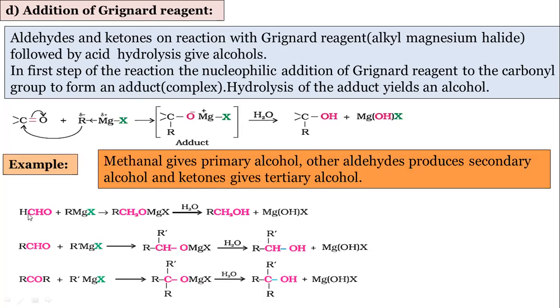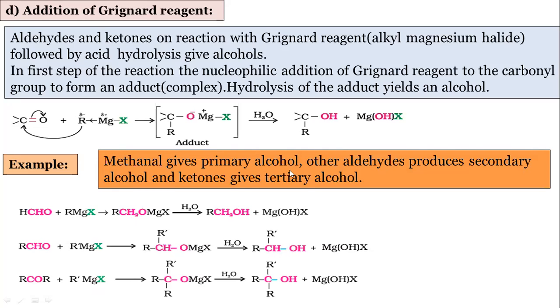If formaldehyde is used, the general reactions are shown here. If formaldehyde, HCHO, is used, this R will attack. We get this intermediate, and the alcohol is primary. When acetaldehyde is used, we get secondary alcohols. When ketones are used, we get tertiary alcohols. So make a practice at your home. This reaction is very, very important.